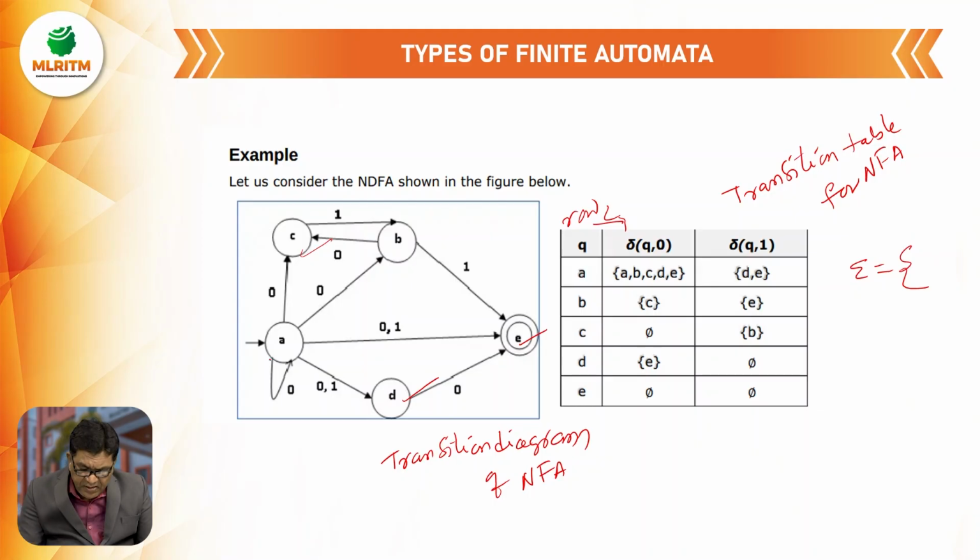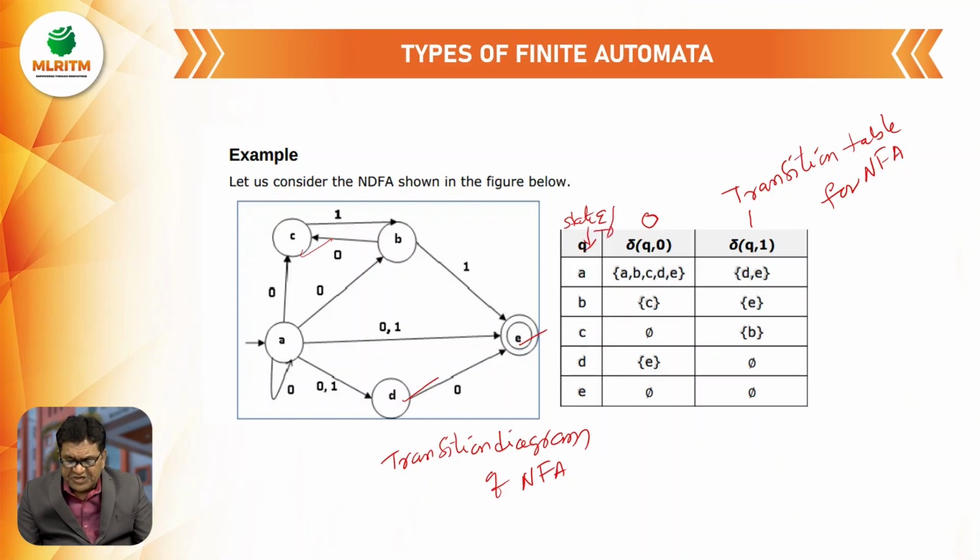Sigma. Here, A with 0 goes to C, and A with 1, current state A, current input 1, goes to E. How many input alphabet are there in this transition diagram? 0, 1. Now we can find out the transition table for the NFA. The states A, B, C, D are the states, and 0 and 1 are the current input alphabet.